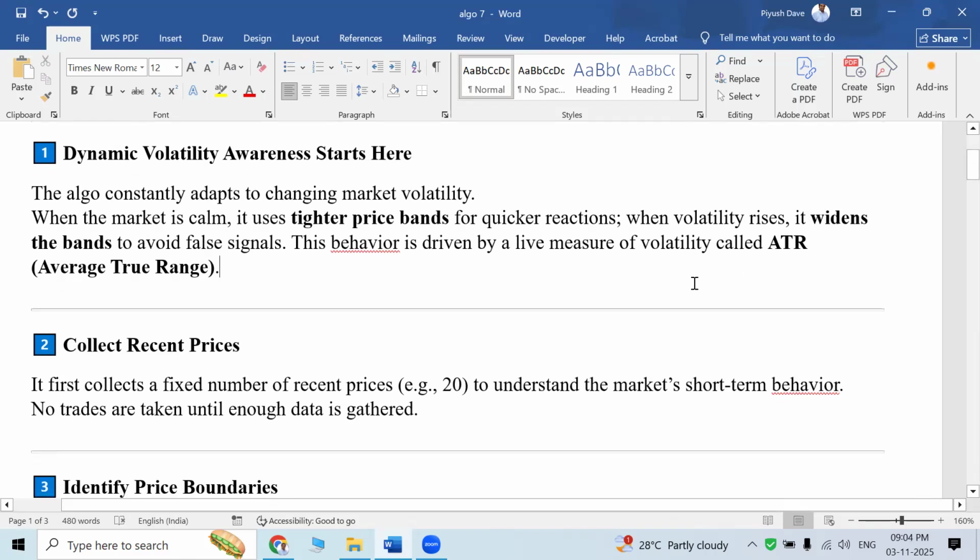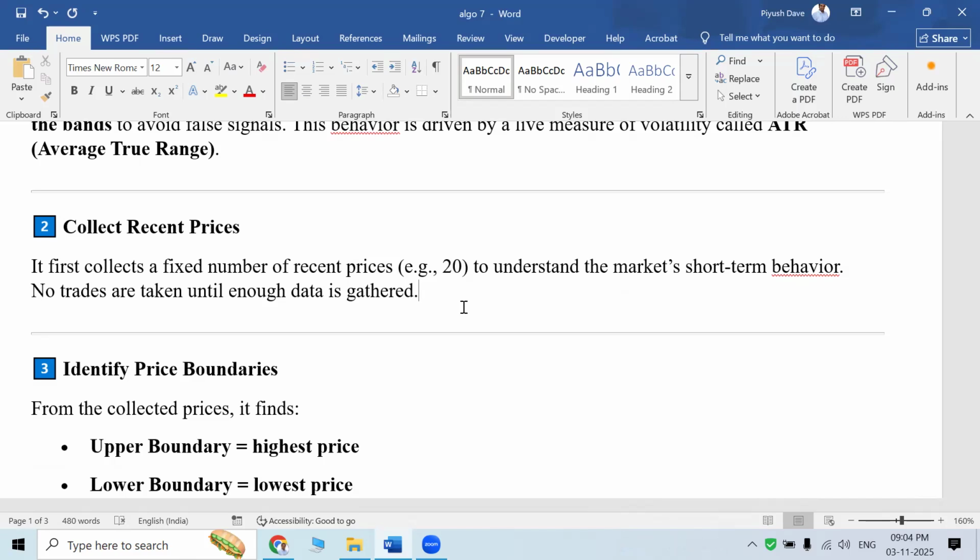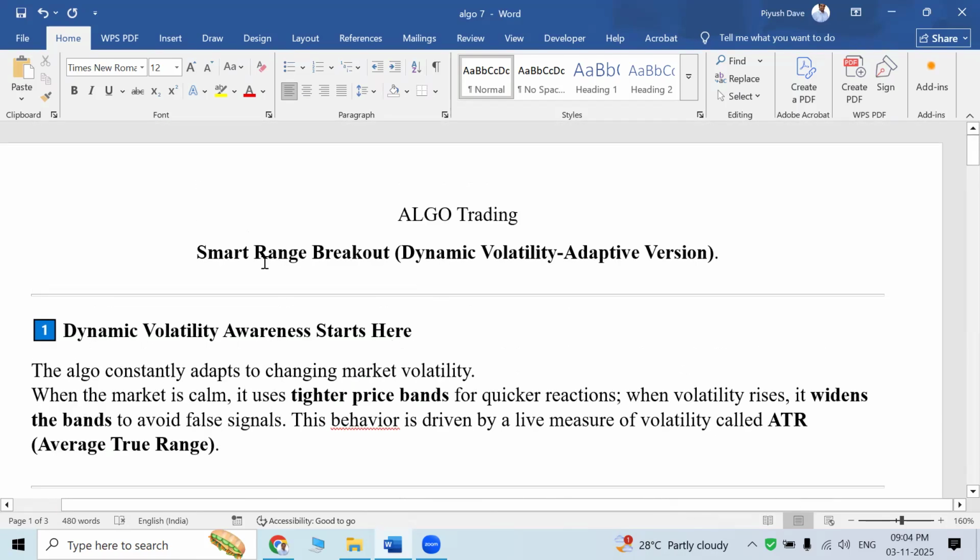So at the start, first we will collect 20 readings. 20 readings means 20 prices from the market, and then this algo will start. We have added one more thing in this, and that is the padding effect. What is the meaning of padding effect? This padding will help us to get this smart range. I'm going to tell you how this padding will be calculated in further discussion.